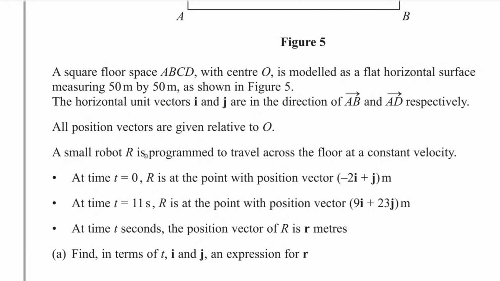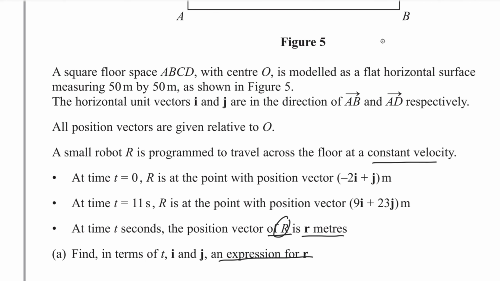A small robot R is programmed to travel across the floor at a constant velocity. At time t equals 0, R is at the point with position vector -2i plus j meters. At time t equals 11 seconds, R is at the point with position vector 9i plus 23j meters. At time t seconds, the position vector of R is r meters. Find, in terms of t, i and j, an expression for r. Actually, we need to find the vector equation for this r.